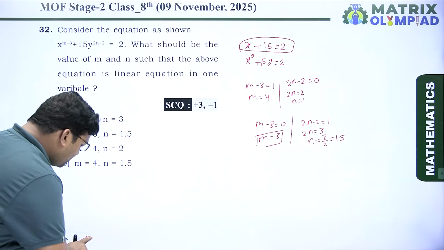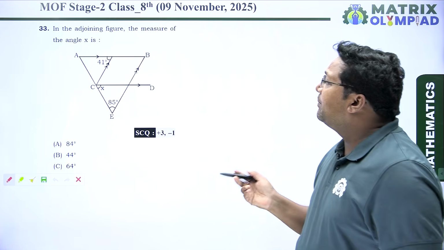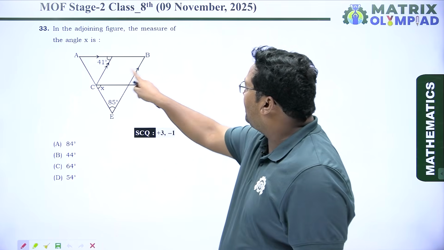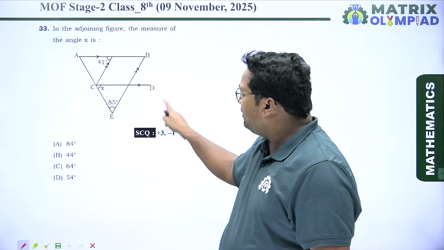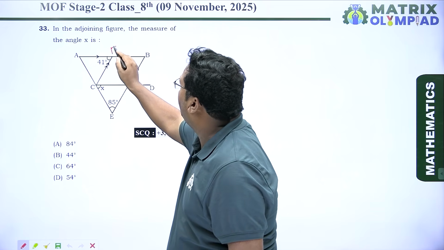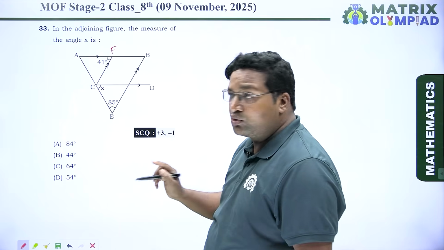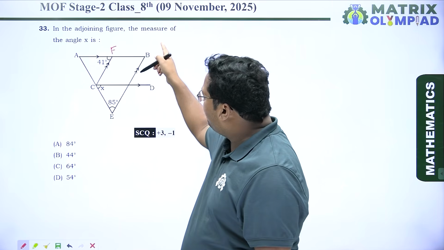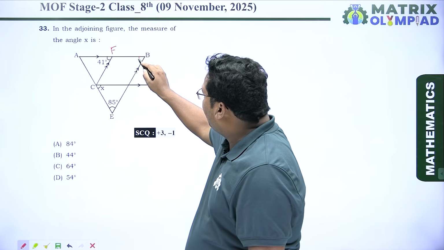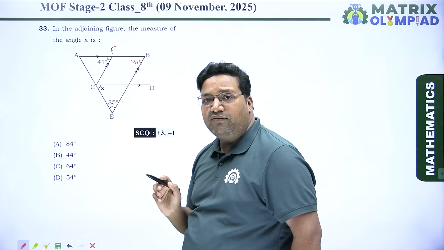Now coming to the next question. Next question is, in the adjoining figure, the measure of the angle x is. So here you can see AB is parallel to CD is given, and let us assume this point is F. So CF is parallel to ED. So here you can see CF is parallel to ED and this angle is given 41 degree. So angle B is also 41 degree because this angle is a corresponding angle of this angle.